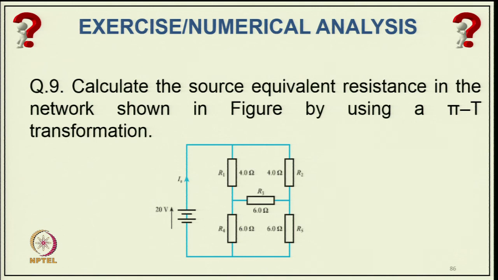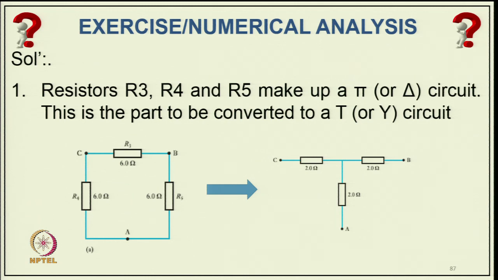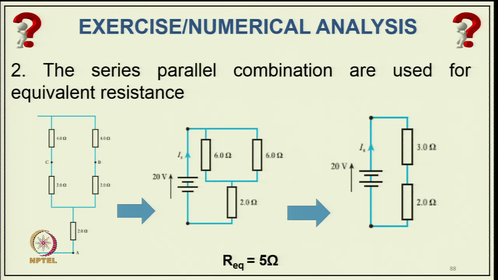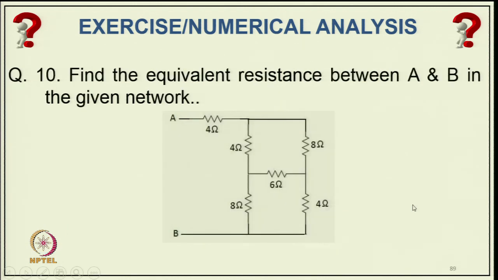Now, calculate the equivalent resistance of the network shown in the figure by using the pi-T network transformation. Here you can see it looks like a delta network, upper and lower. So, you have to convert it to an equivalent star network, and once it is converted to star, the network becomes quite simplified, and you can have these two resistances in parallel, after adding this and the final addition of this resistance, the total resistance becomes equal to 5 ohm.